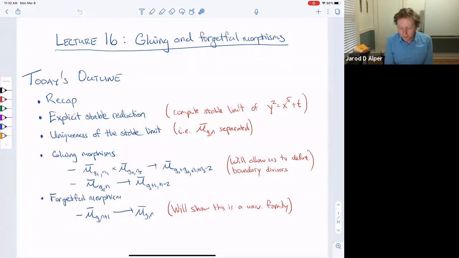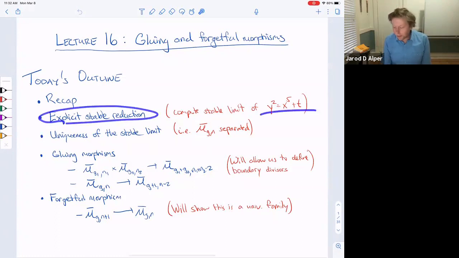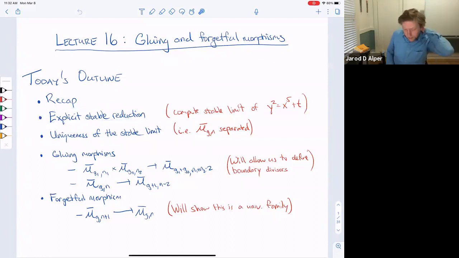So I'm going to start with a recap of stable reduction and the general strategy of stable reduction, and what we used to prove stable reduction in characteristic 0. And then I would like to give an explicit example of how this works in practice, computing the stable limit of a degeneration to a ramified cusp. And then we'll wrap up this discussion of stable reduction, where we'll prove that the stable limit is unique, which will ensure that the stack is separated.